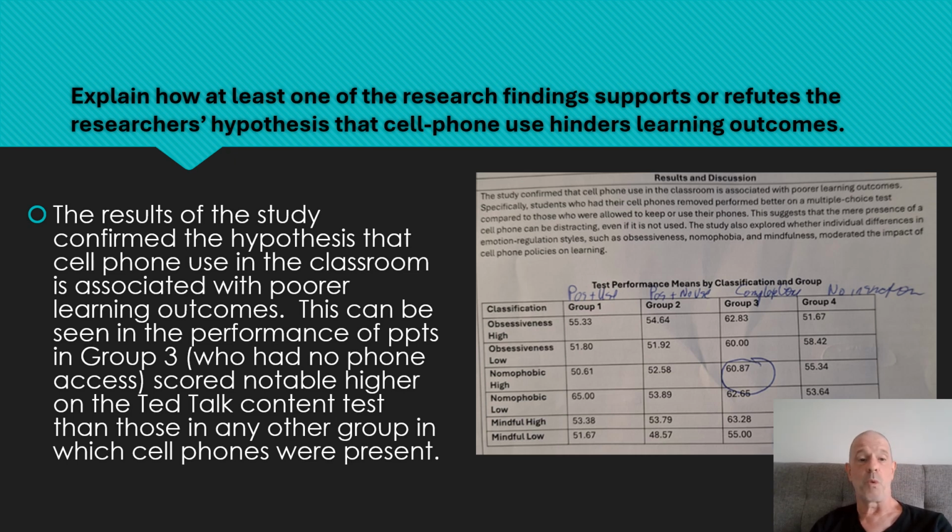Right now, you've got point number 1. That's enough. The results of the studies confirmed, boom. That's a point. You've said they were right. Their hypothesis is supported. Now you need something specific from the actual study as evidence to score that second point. What I would suggest is this can be seen in the performance of participants in Group 3 who had no cell phone access, scoring notably higher on the TED Talk content test than those in any other group in which cell phones were present.